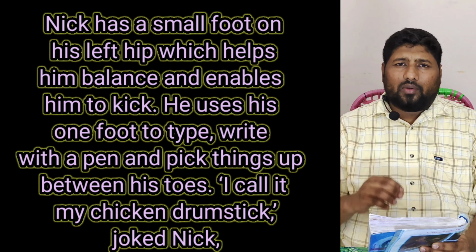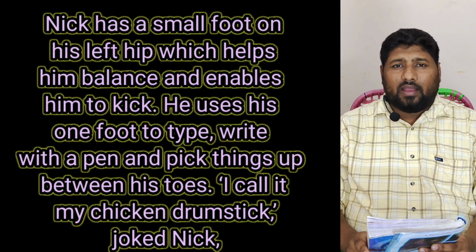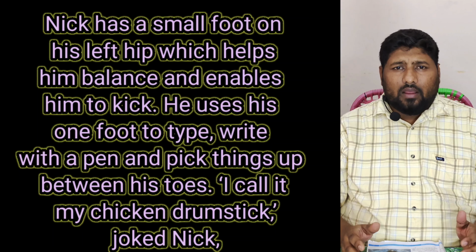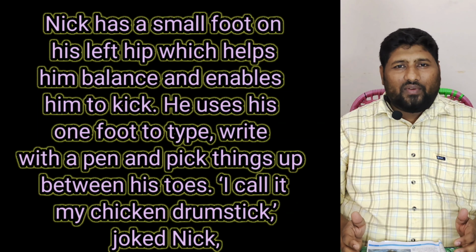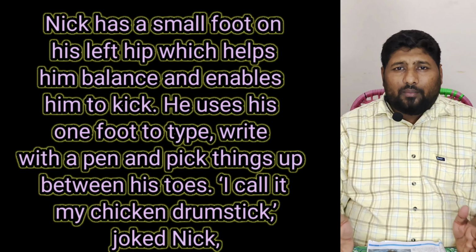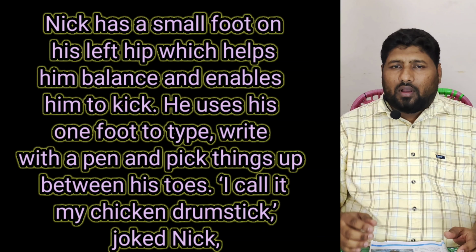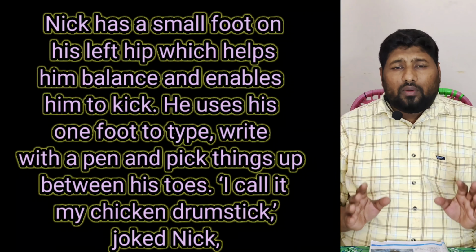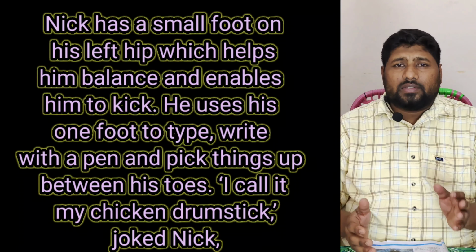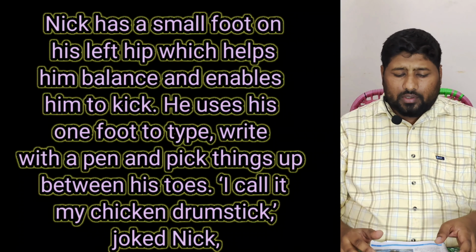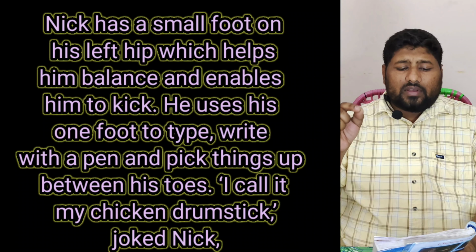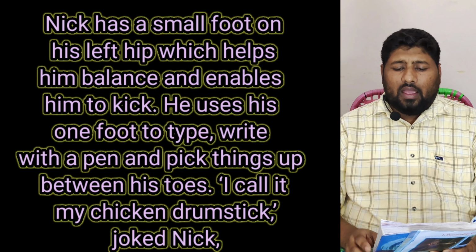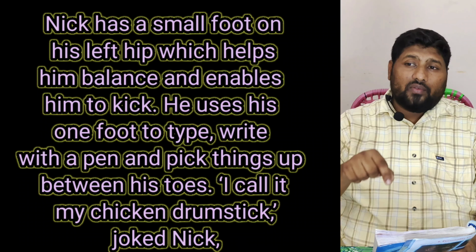So with the help of that only he can balance himself from falling. He cannot sit without a small foot. Because he has no arms and legs, right? How can he sit vertically? If he cannot balance, then he falls down, right? But the luckiest thing for Nick Vujicic is that he has at least a small foot. Without that small foot, he cannot balance. He may fall down. Understood? So with the help of that small foot only, he can balance himself from falling down, and it enables him to kick.